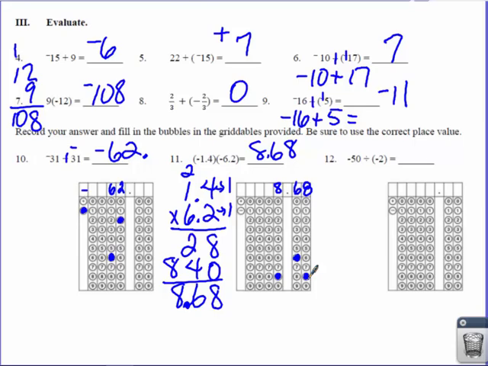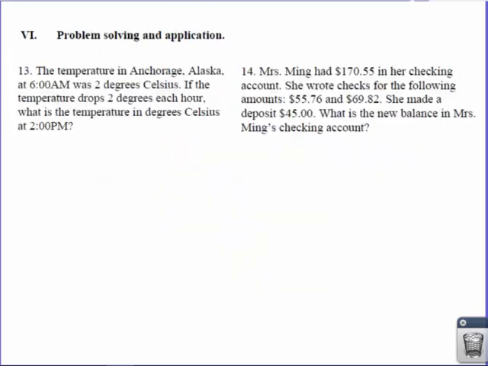Now we have a division problem. So we know for division of integers, we divide. 50 divided by 2 is 25. A negative divided by a negative gives me a positive. So now to bubble that, the 25 has to go in according to the decimal. So 2 and 5. Now let's go to the word problems.